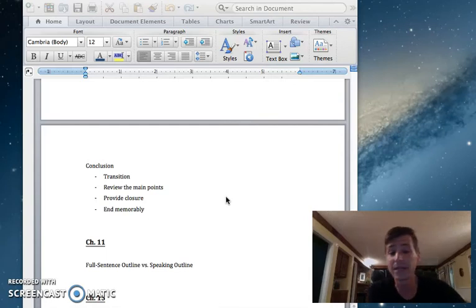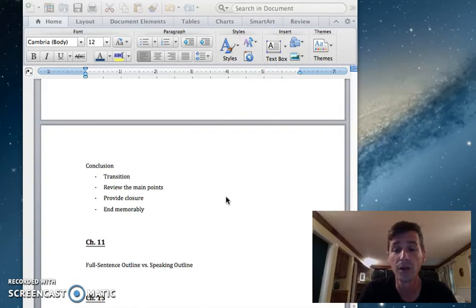So the full sentence outline is also known as the content outline, and it shows a speech's structural and logical elements. It's essentially your entire speech from start to finish, written out in full sentences, but in an outline format. Okay, it uses subordination, which indicates which information is more important or less important than others.